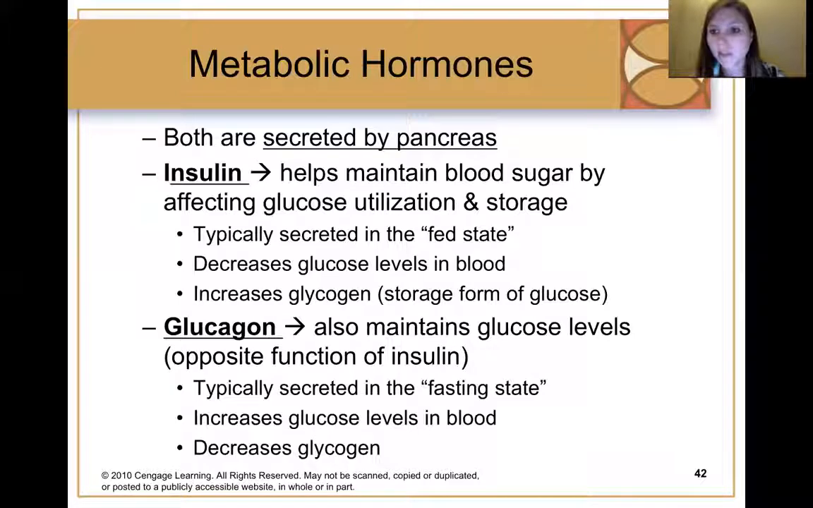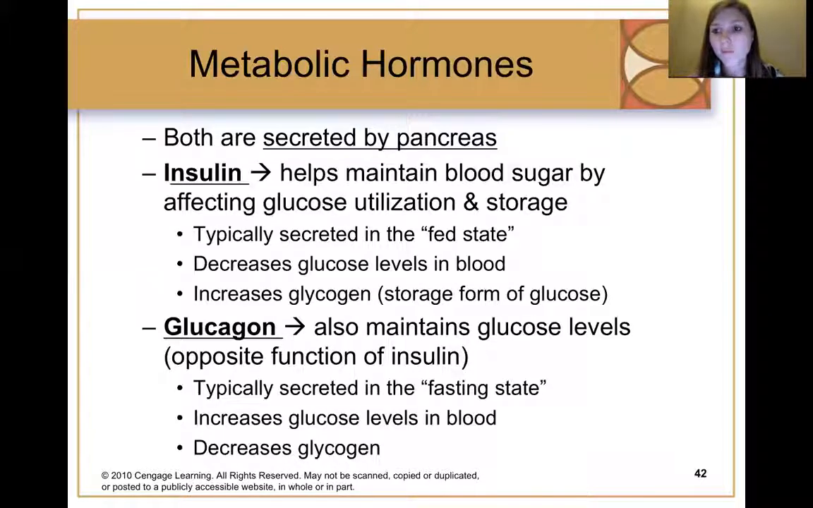So insulin will typically be secreted when there's high glucose in the body. And then glucagon, like I said, you want to maintain homeostasis. So glucagon works in opposition to the function of insulin. Glucagon also maintains glucose levels, but it is typically secreted in the fasting state. So if you didn't eat for several hours or a day, glucagon would be secreted because your body needs glucose. It needs energy. It needs to make ATP. So glucagon would be secreted in the fasting state.